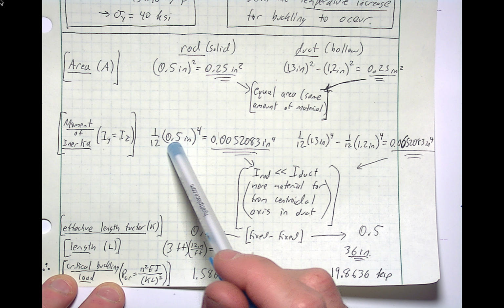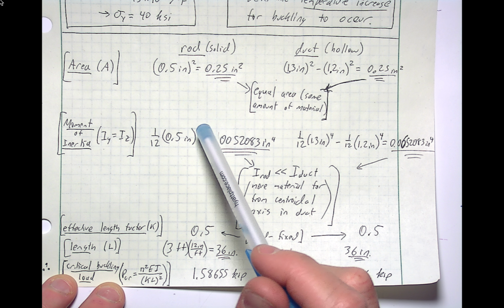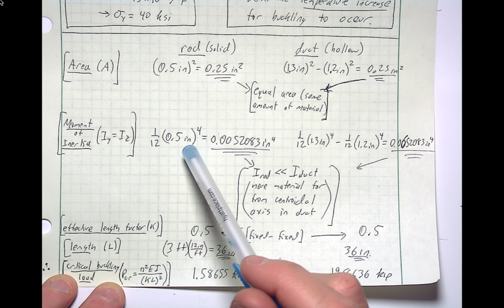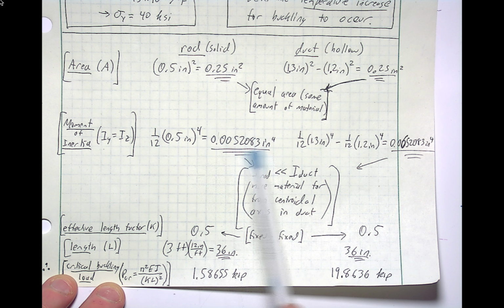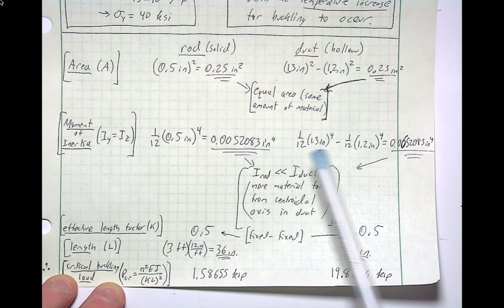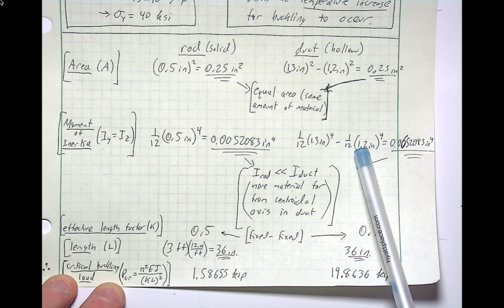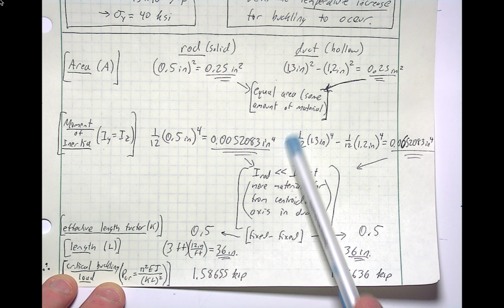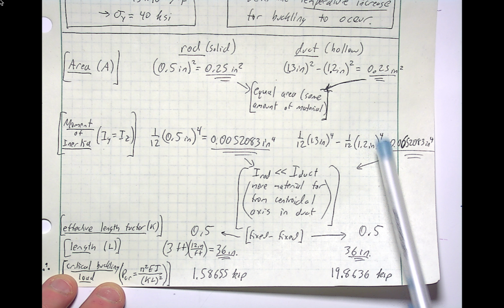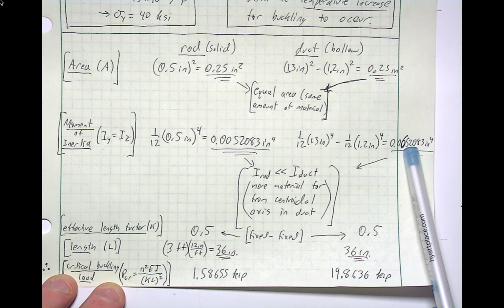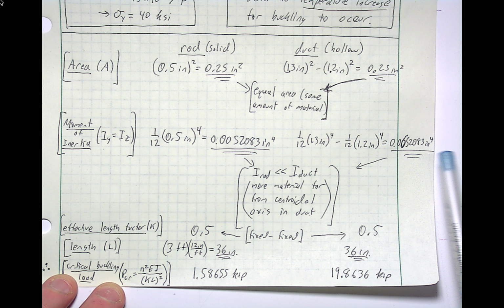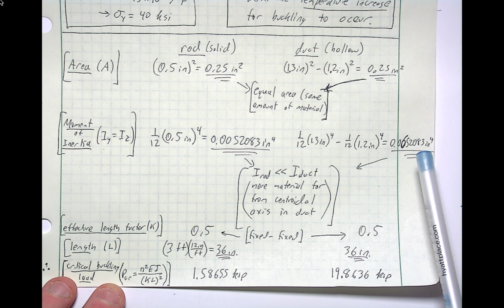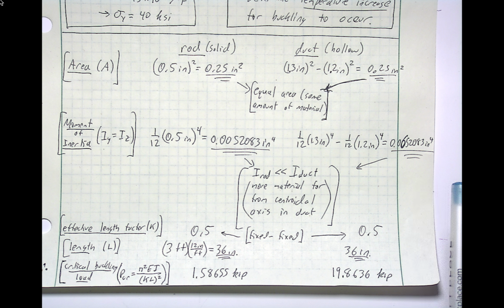So for the rod, it's just 1/12 bh cubed. Since b and h are both the same, base and height, it's a square, this is just that length to the fourth. Plug that in, and you get this quantity. If we do something similar for the square duct, where we take the outer moment of inertia minus the inner moment of inertia, we find that this one is much bigger. So this is 0.005, and this is 0.065. So considerably higher moment of inertia for the duct than the rod.